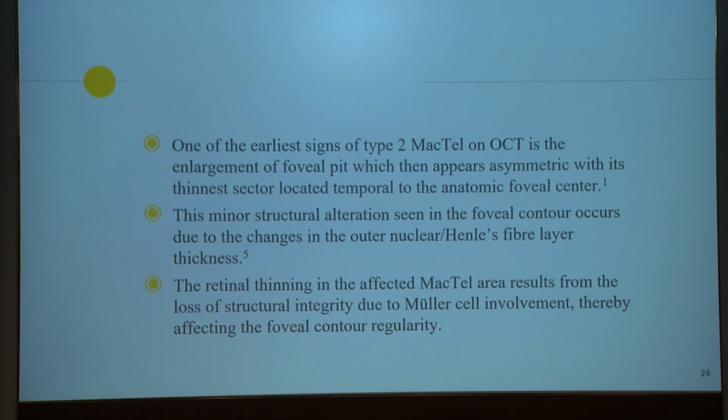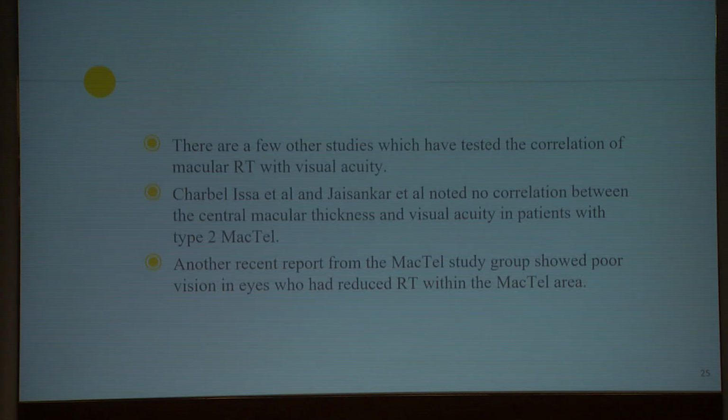This minor structural alteration seen in foveal contour occurs due to change in the outer retinal and Henle's fiber layer thickness. The retinal thinning in the affected MacTel area results in loss of structural integrity due to Müller cell involvement, thereby affecting the foveal contour irregularities.